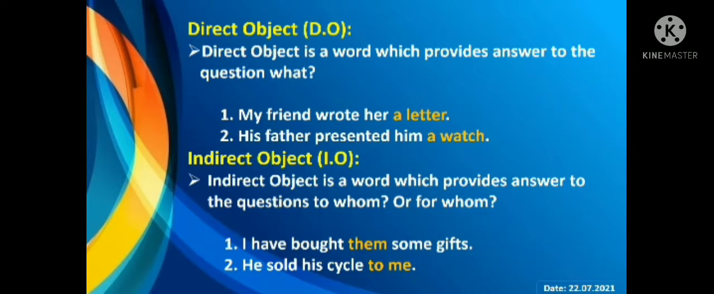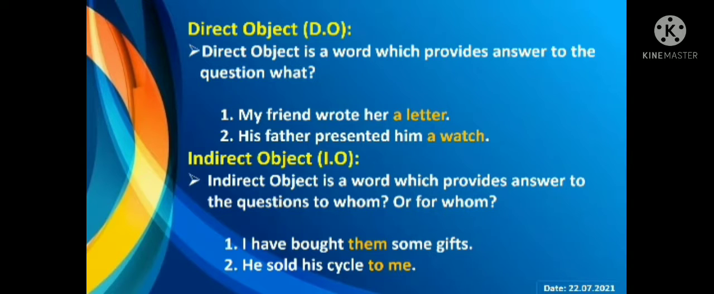My friend wrote her a letter. What did my friend write to her? A letter. His father presented him a watch. What did his father present him? A watch. So the answer is available: a watch, a letter. That is called the direct object.